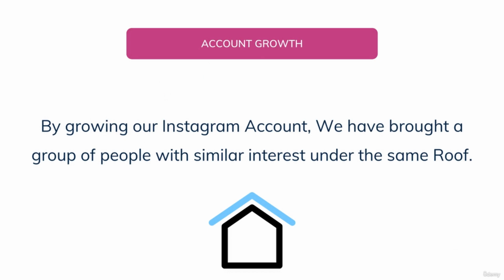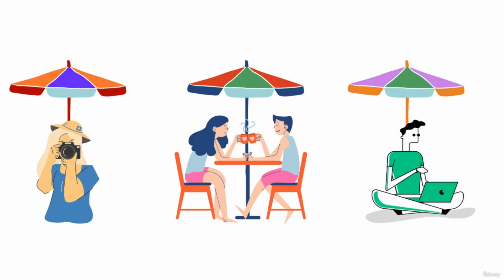Now what we have done by growing our Instagram page is that by growing our Instagram account, we have brought a group of people with similar interests under the same roof. So for example, if you're running a page on photography, then you have brought a group of people who are interested in photography and all those kinds of things under the same umbrella. Similarly, if you're posting relationship advices and stuff like that, then you have brought a group of similar people who are interested in that topic and want more tips on that under the same umbrella. And if you're a designer and if you're posting contents related to designing, or if you're a coder who's posting contents related to coding and those kinds of things, you have brought the people with those similar interests under the same umbrella.